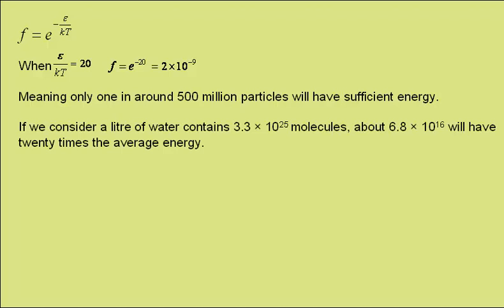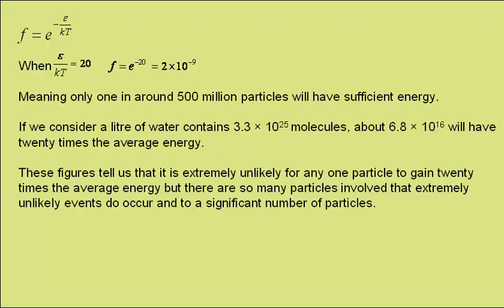However, if we consider that a litre of water contains around 3.3 times 10 to the 25 molecules, this means about 6.8 times 10 to the 16 of them will have 20 times the average energy. These figures tell us that it is extremely unlikely for any one particle to gain 20 times the average energy, but there are so many particles involved that extremely unlikely events do occur, and to a significant number of particles.